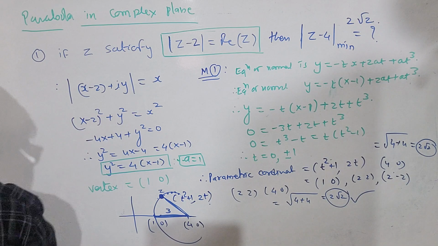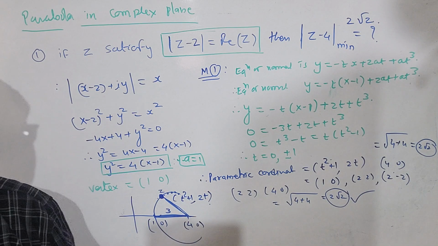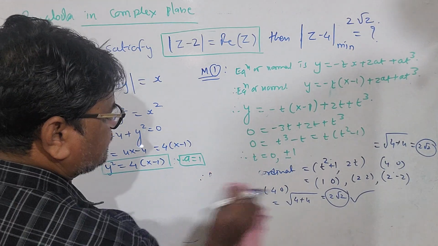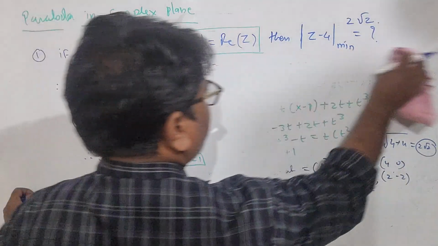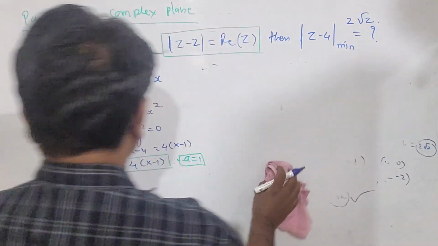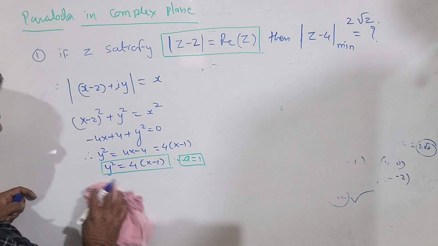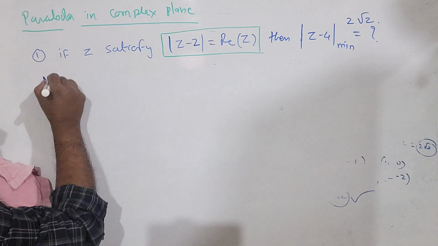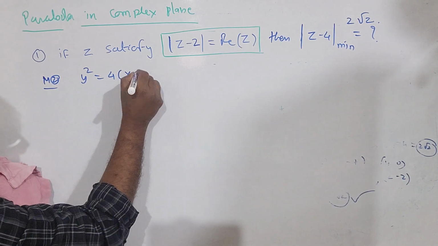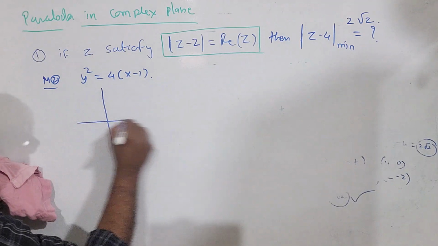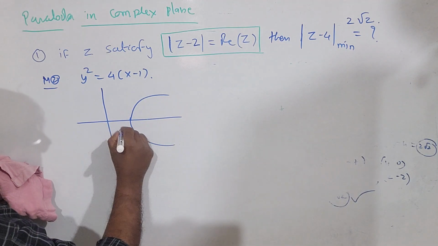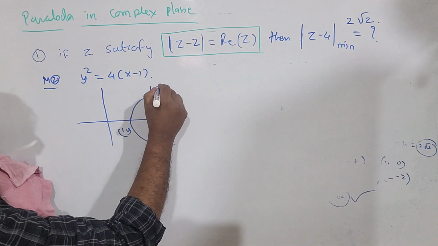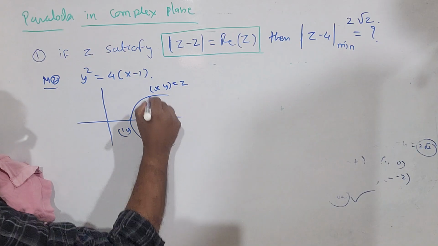Now I have applied here the concept of normal, but I can also apply the concept of application of derivative. Maxima and minima concept we can apply. Method 2, I am doing. We are having this parabola y square equal to 4 into (x minus 1). So this is your parabola. This is (1, 0). This is your (4, 0). And your z is lying over here. Let z be (x, y). We have to find out this distance.